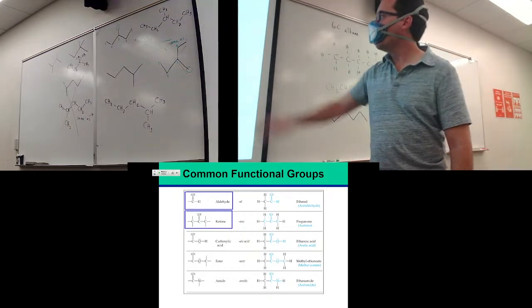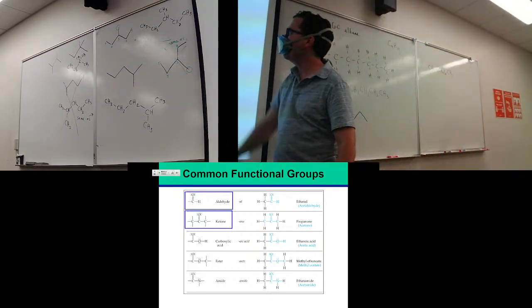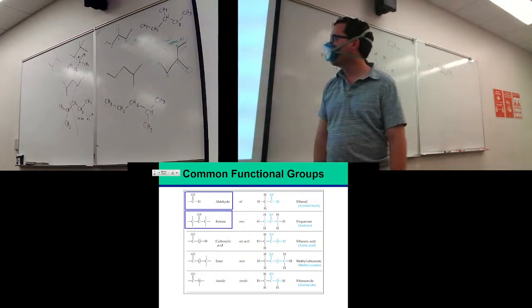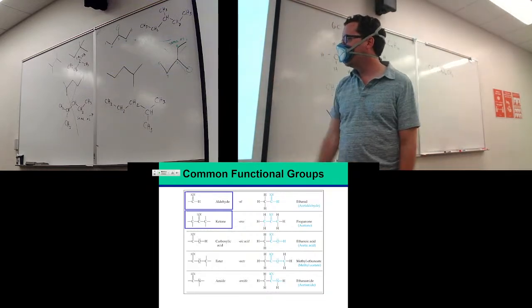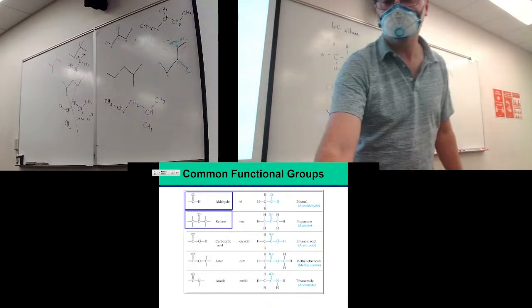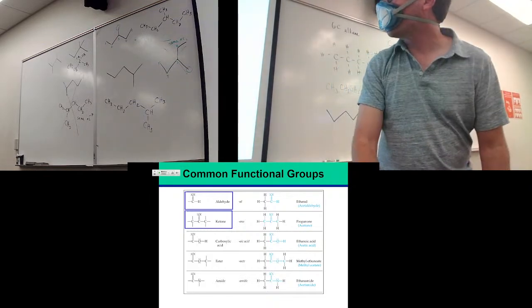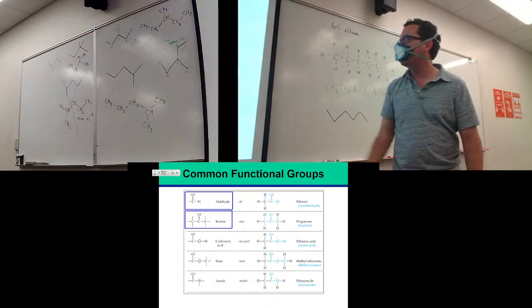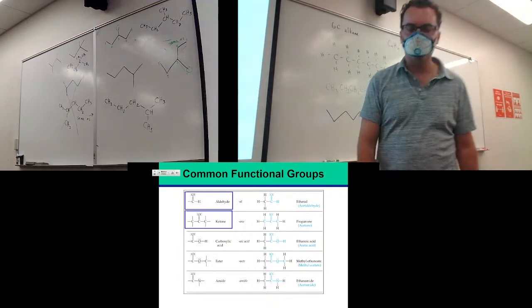So there's more. Carboxylic acid is ethanoic acid, that's vinegar, or acetic acid. We've got all these different names that have been in use for hundreds of years, and they're slowly switching to more formal names, but we still use those common names a lot.